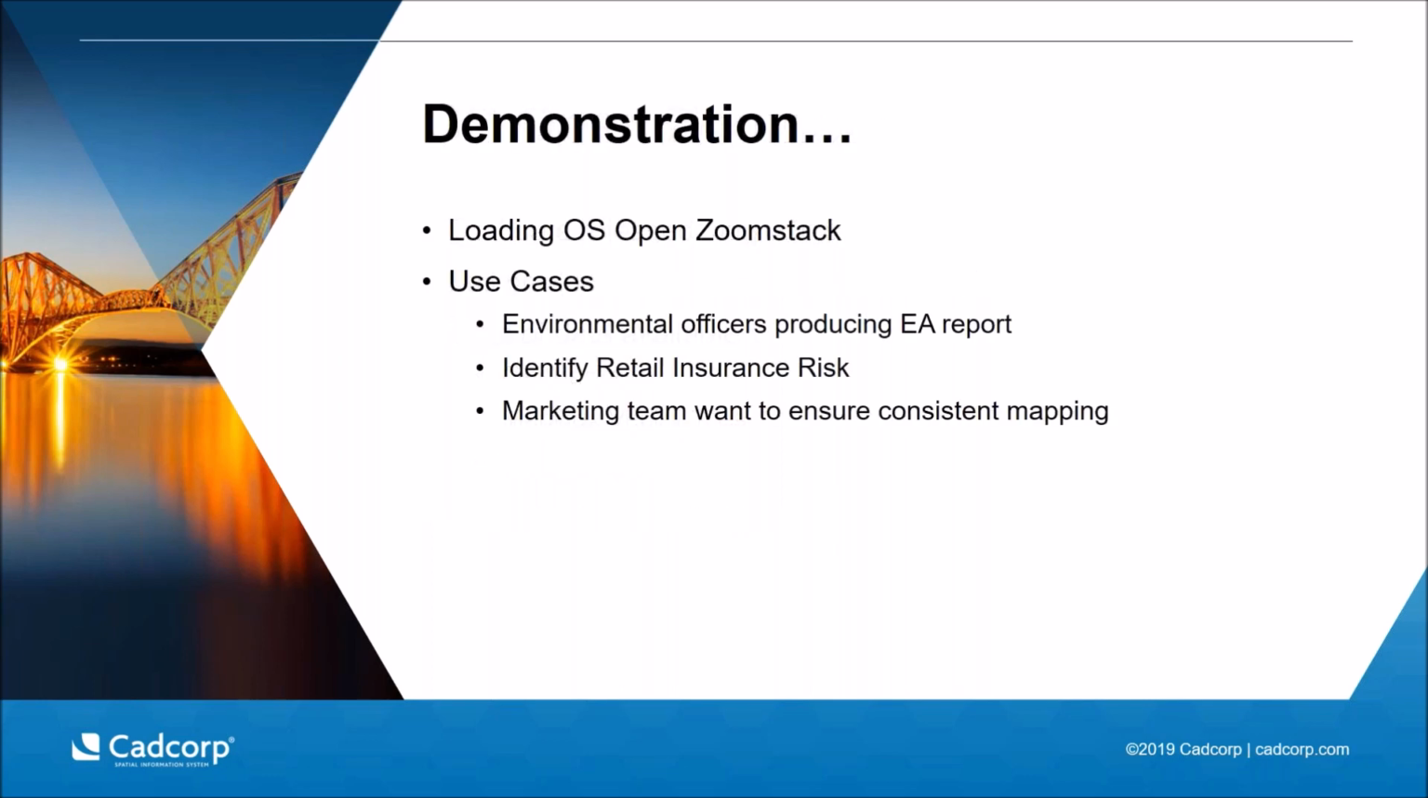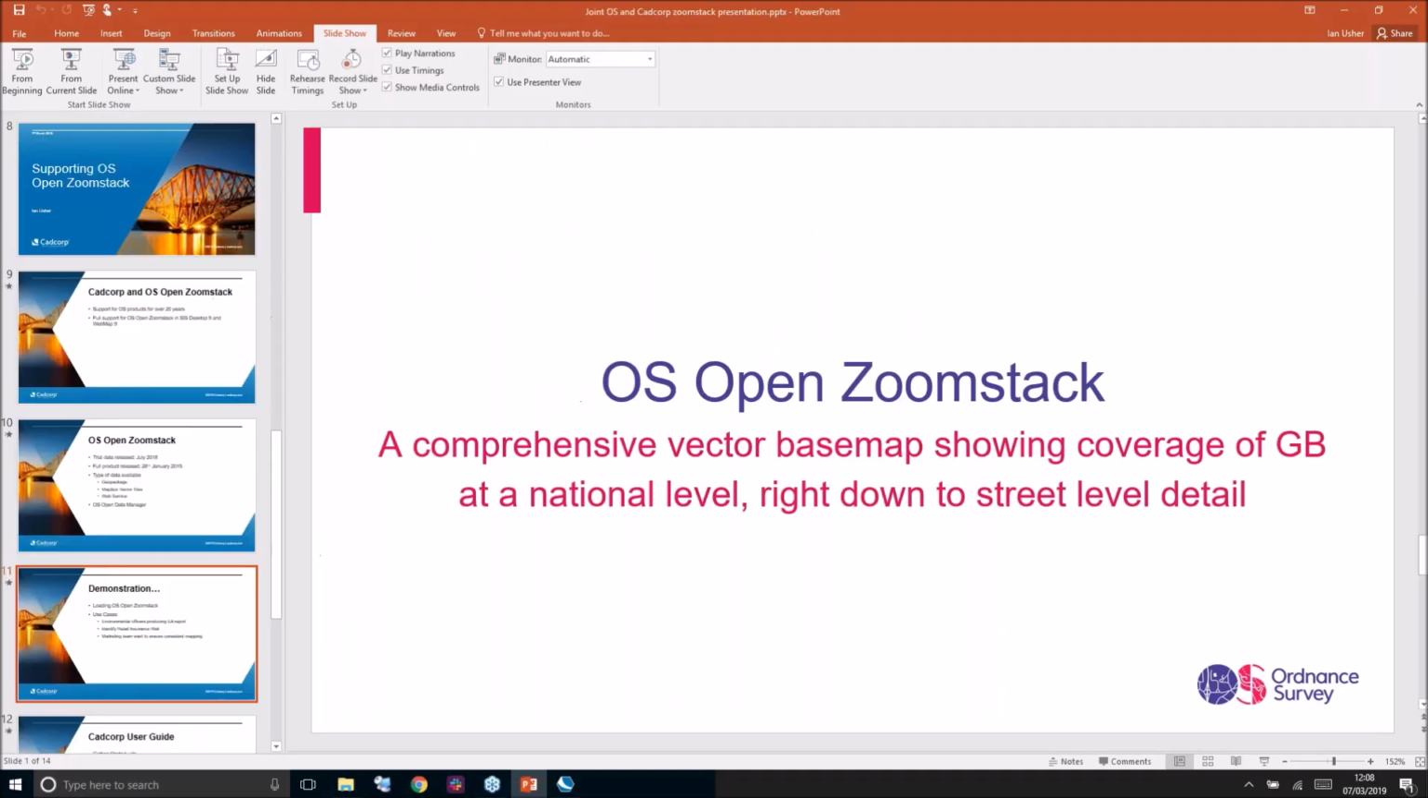So what we're going to do today is show you how easy it is to load the OS Open Zoomstack data, and then run through 3 really brief scenarios. One, an environmental officer who wants to produce an environmental assessment report. Two, an insurance company that wants to identify the risk of flooding for retail stores they own. And the last one is a marketing team who want to ensure they've got consistent mapping throughout their website as well.